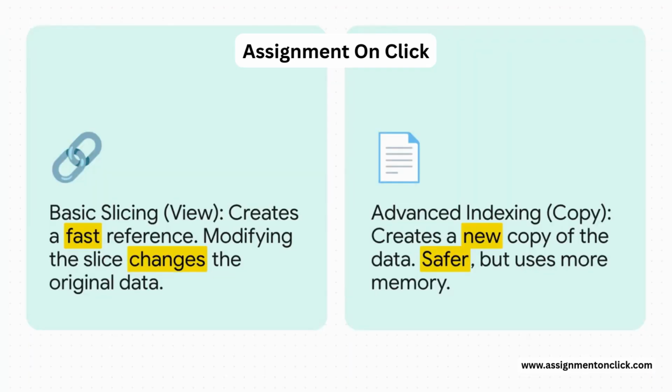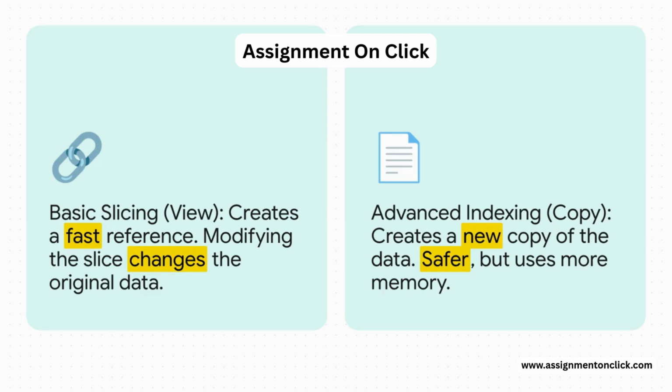Okay, listen up, because this is a big one. You have to understand the difference between what's called a view and a copy. When you do a basic slice, NumPy doesn't make a new copy of the data. It gives you a view, basically a window looking back at the original data. It's super fast, but here's the catch. If you change something in that slice, you change the original data too.